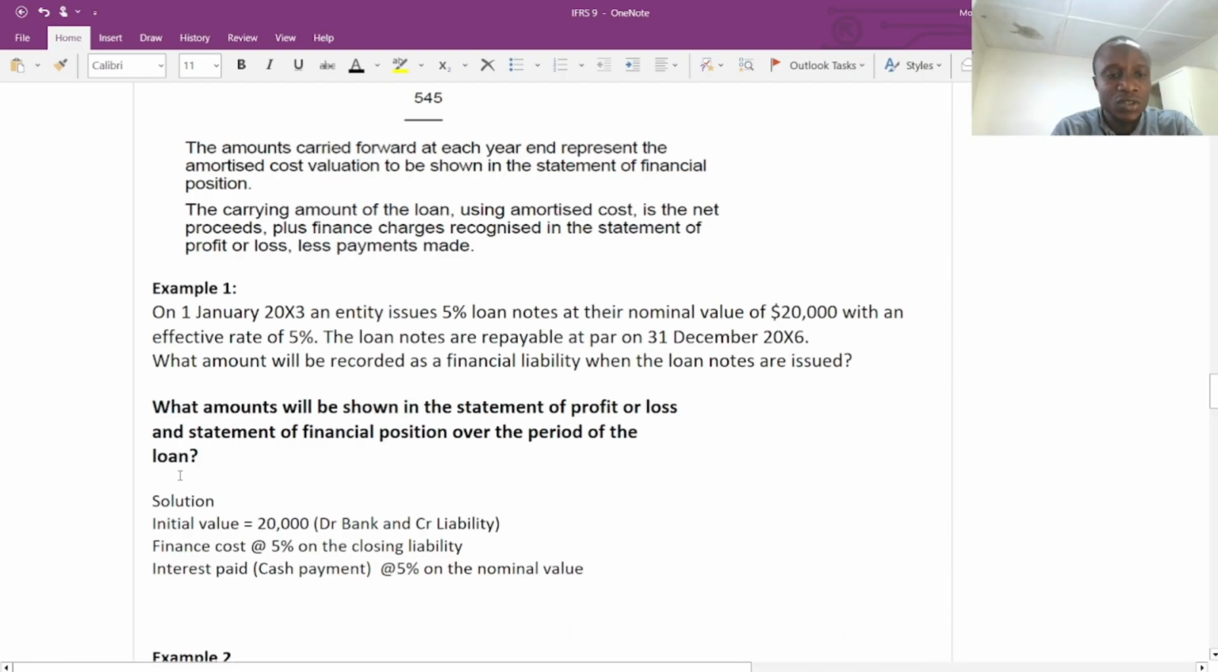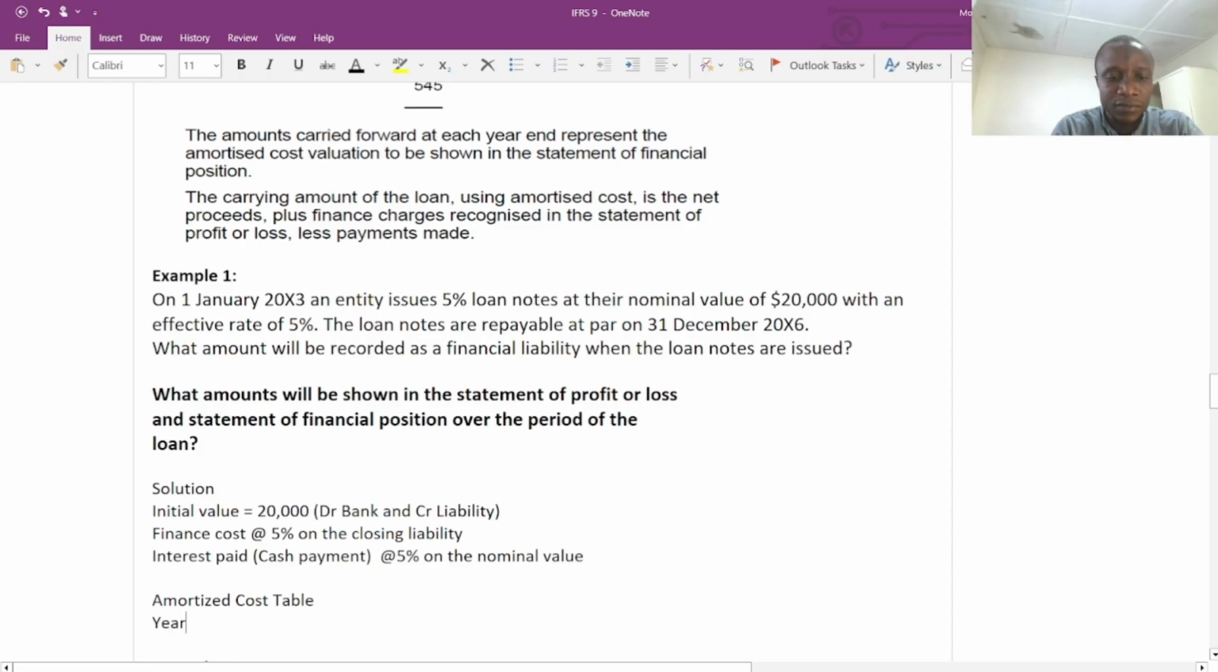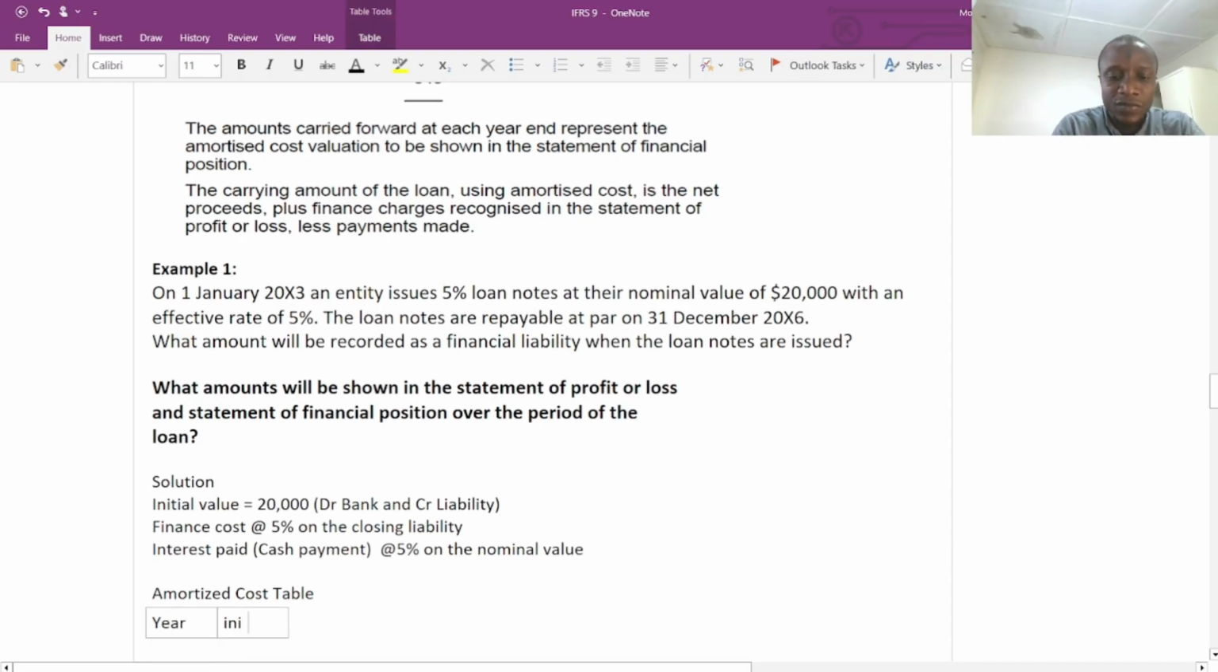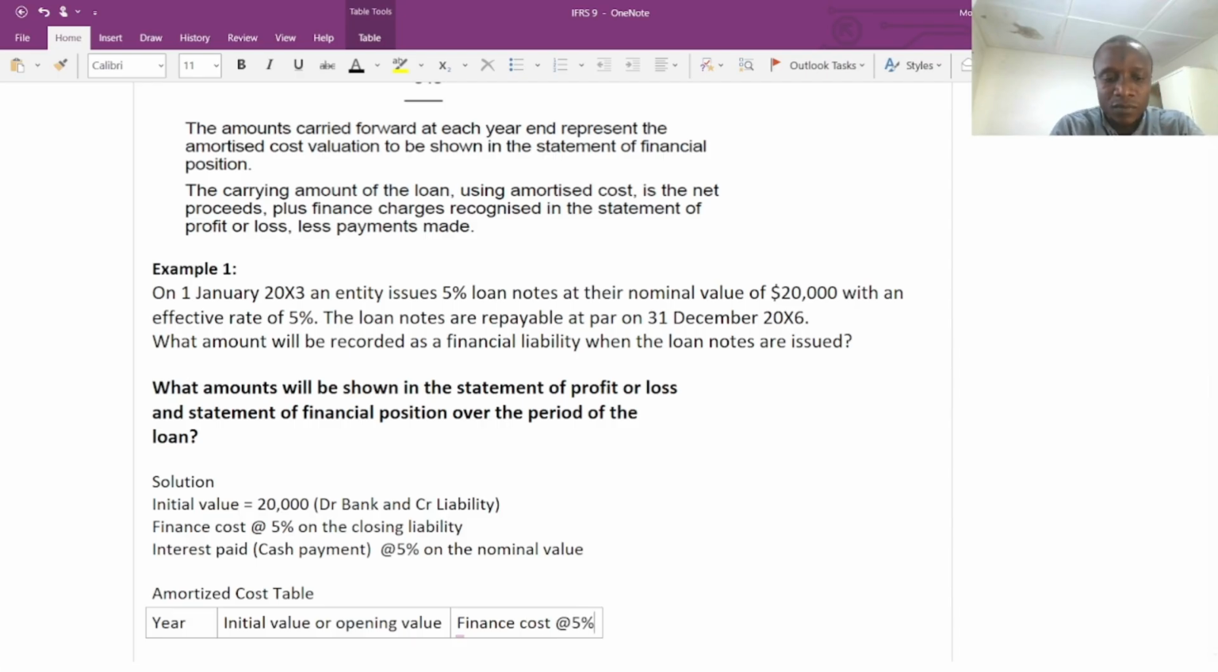So now we are going to look at the amortized cost table. We are going to look at the year. We are going to look at the initial value or opening value. We are going to look at the finance cost at 5%. We are going to look at the interest paid at 5%, and we are going to look at the closing liability.